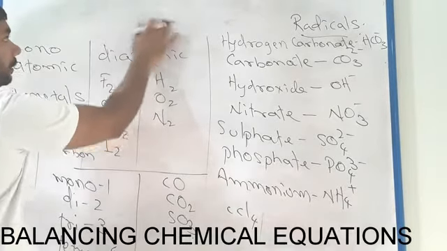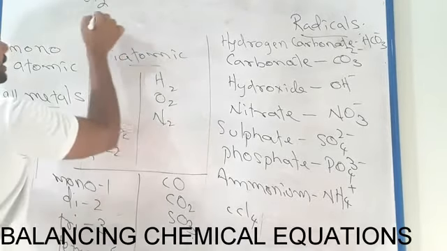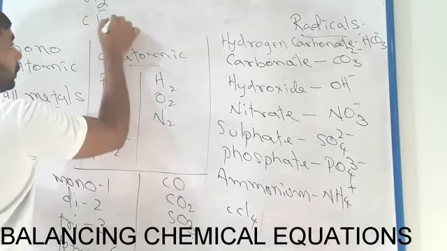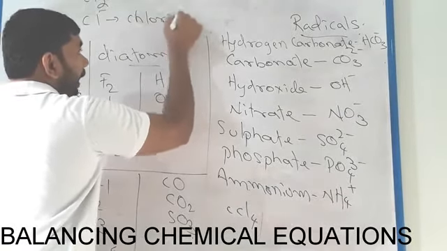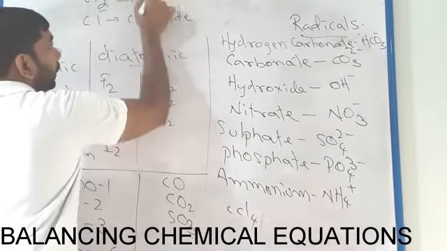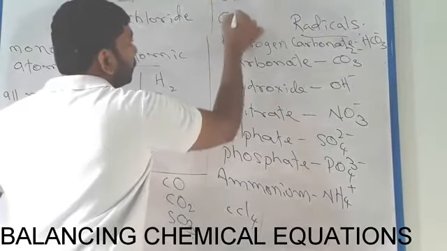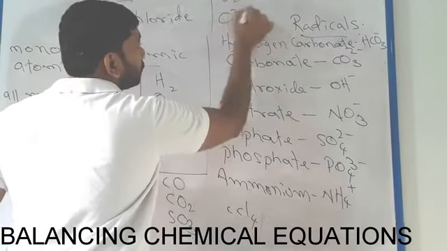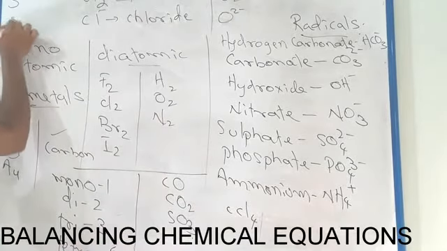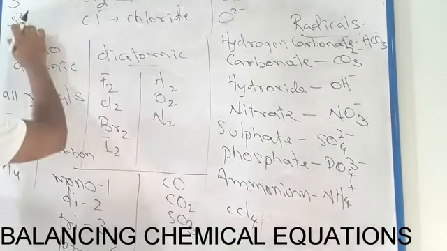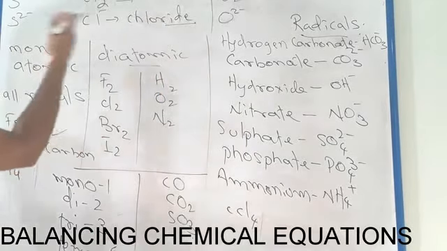Here another thing you have to know: Cl2 means chlorine. Cl minus means chloride. Chlorine with a negative charge is called chloride; we include IDE at the end. This is chlorine, this is chloride. Similarly, O2 means oxygen, O2 minus means oxide. S is sulfur, S2 minus is sulfide. So non-metals with a charge take IDE: chloride, oxide, sulfide.